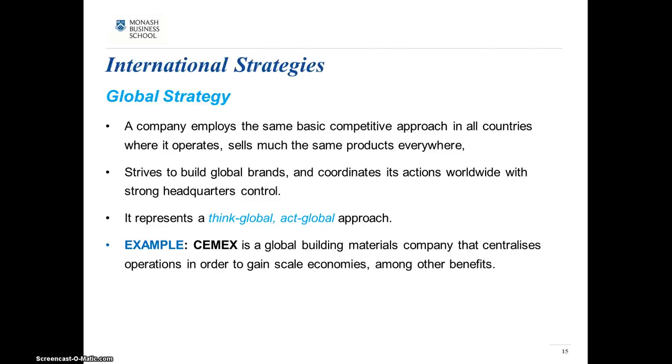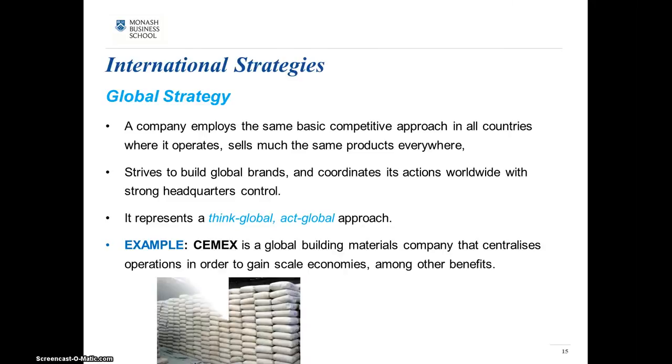The company example that we have here is the company Cemex. You may not have heard of them before. They, not surprisingly, make cement, the building material. And so it's a global building materials company that centralizes operations in order to gain the scale economies that we talked about just before, as well as other benefits here. So we can see cement is one of those things where it is pretty much the same. It doesn't matter what country you're using it in. People in America want cement for the exact same reason that people in Japan want cement, for the exact same reason that people in Brazil want cement. So it's going to be pretty much a standardized product irrespective of where in the world it is sold.